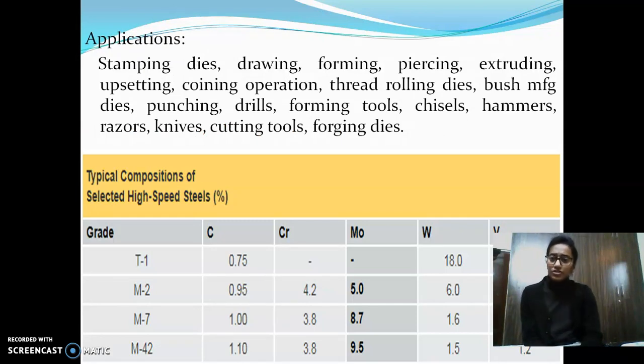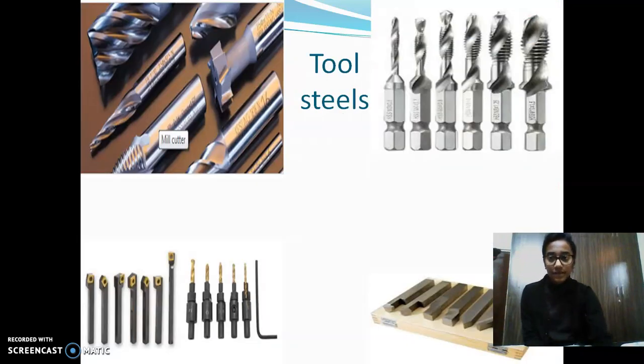So the various applications of these tool steels are, it is used in stamping dies, drawing, forming, piercing, extruding, upsetting, coining operation, thread rolling dies, bush manufacturing dies, punching, drills, forming tools, chisels, hammers, razors, knives, cutting tools, and forging dies. So here you can see the typical compositions of selected high-speed steels with their carbon, chromium, molybdenum, tungsten, and vanadium compositions. So these are the various tool steels.